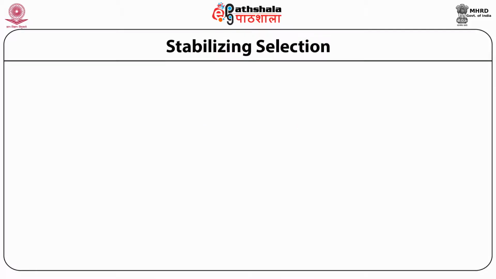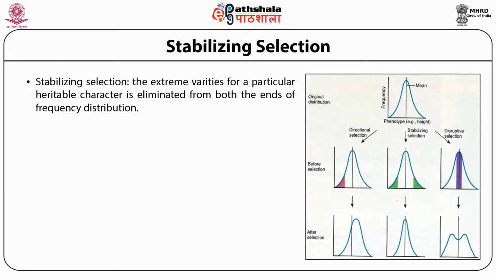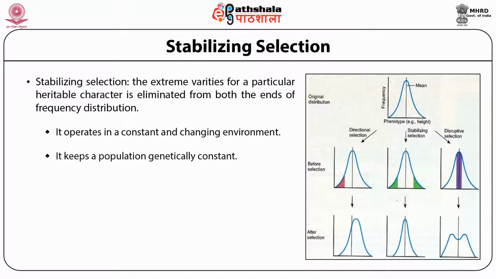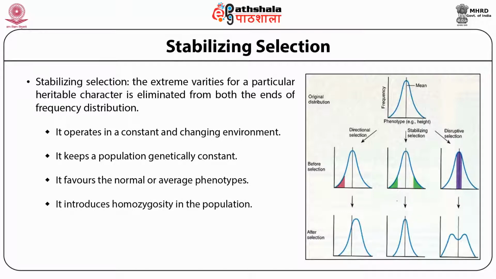Let me explain what stabilizing selection is. Stabilizing selection refers to the elimination of extreme varieties for a particular heritable character from both ends of the frequency distribution. It operates in a constant, unchanging environment. It keeps a population genetically constant. It favors the normal or average phenotypes. It introduces homozygosity in the population.